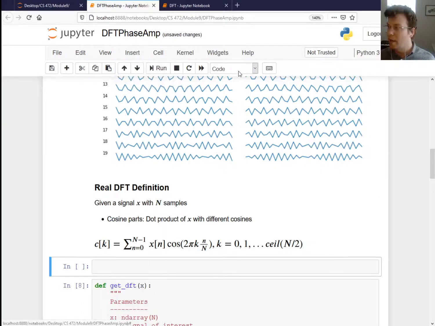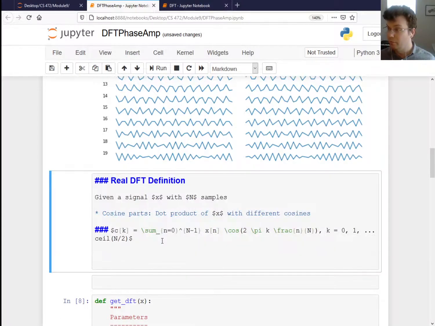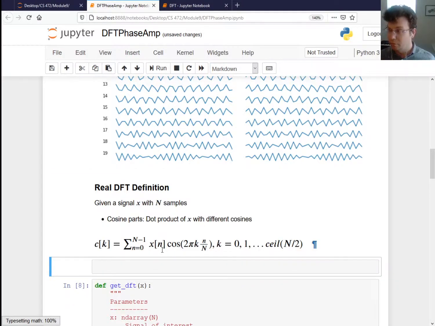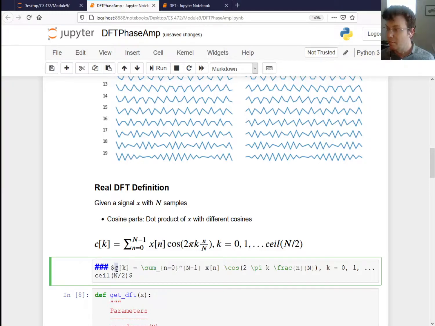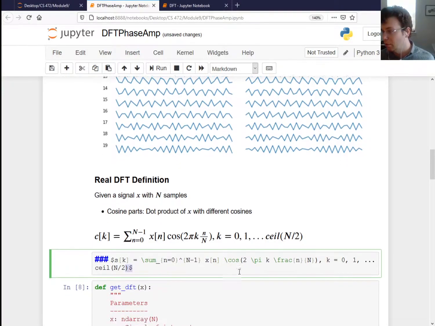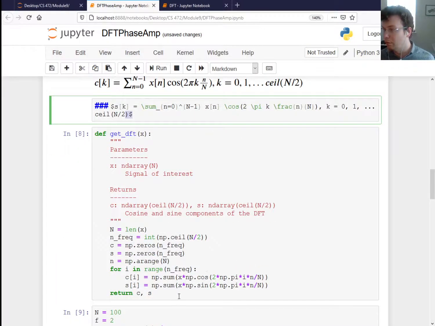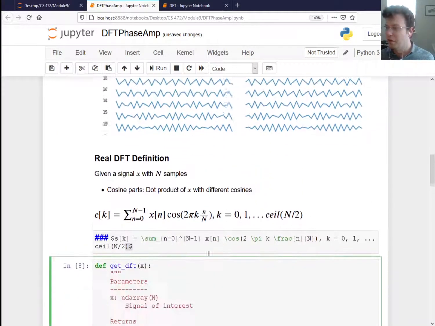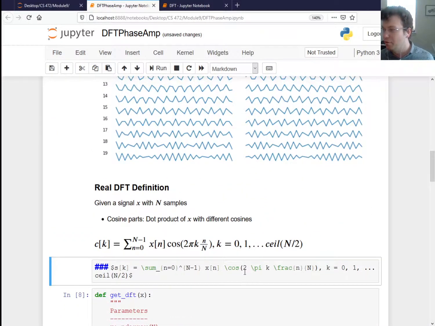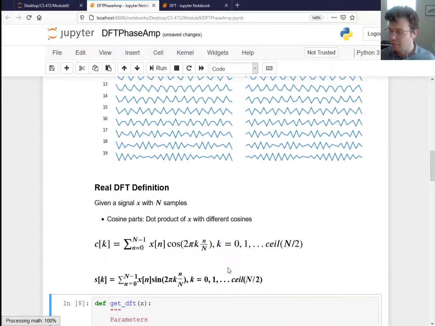I also have the same exact thing that I'm going to do for sines. So there's my cosine part. Here is my sine part, so I'll just call it S of k. I'm about to do this in code, but let's just write it mathematically first again. Just the cosine changed to a sine. Everything else is exactly the same.